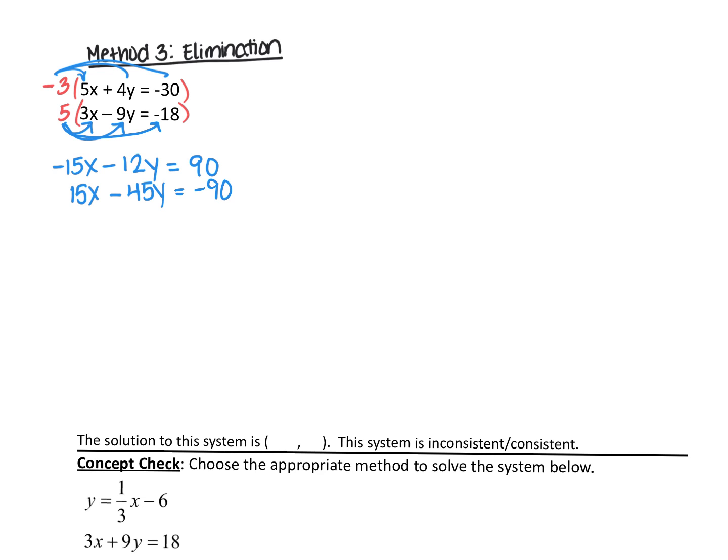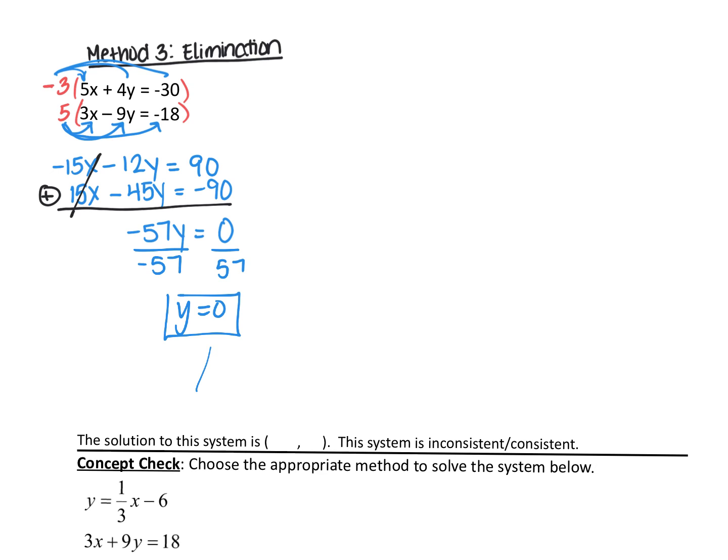So now that you distribute everything, you can simply add these two equations together. So the first spot, -15x with +15x will cancel. Then the second one, we have -12y plus -45y. Feel free to put that into your calculator. And if you do, you'll get negative 57y equals 90 minus 90, which is 0, or 90 plus negative 90, which is 0. So to solve, all we're going to do is divide by negative 57, and we get that y equals 0.